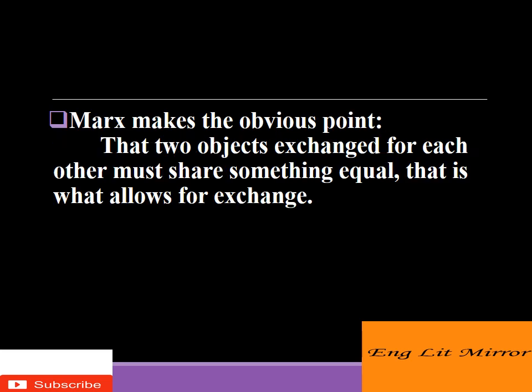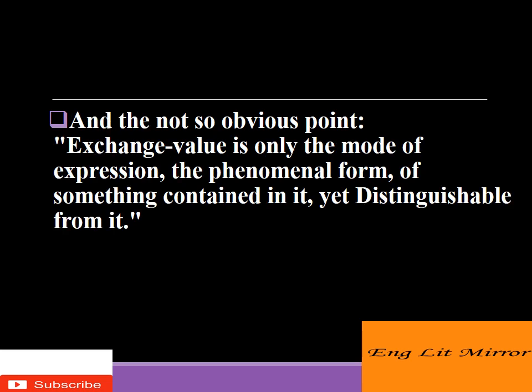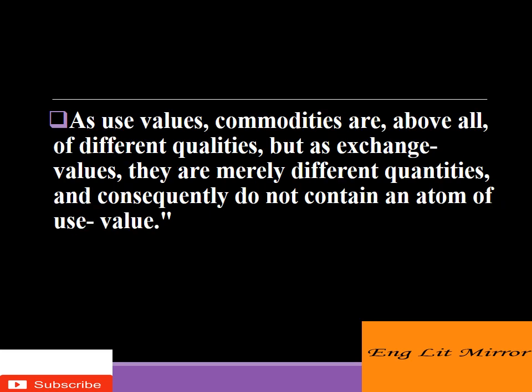Marx makes the obvious point that two objects exchanged for each other must share something equal, that is what allows for exchange. And the not so obvious point: exchange value is only the mode of expression, the phenomenal form of something contained in it, yet distinguishable from it. As use values, commodities are above all of different qualities, but as exchange values, they are merely different quantities and consequently do not contain an atom of use value.